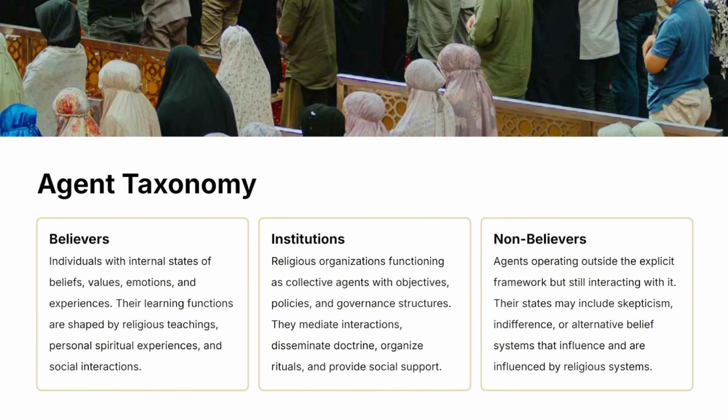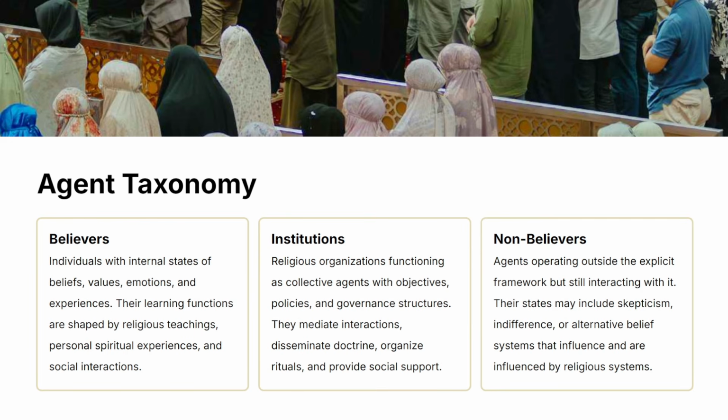Then we have institutions, which operate as collective agents. These include churches, mosques, temples, or religious councils. They don't just preserve doctrine, they enact policies, mediate disputes, organize rituals, and provide social structure. They serve as a control layer that ensures continuity and also cohesion within the belief system.